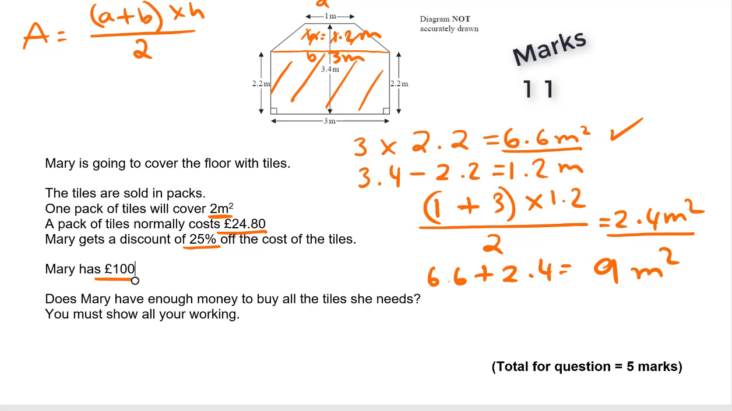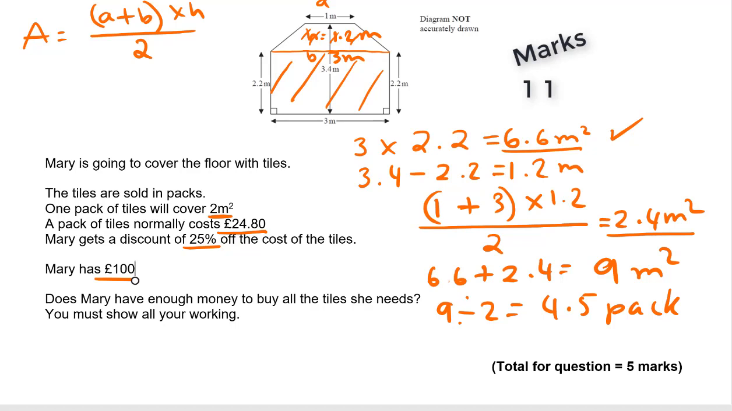Now we need to work out how much tile we need. One pack of tile will cover 2 meters squared. So therefore we need to divide the total area by 2. So 9 divided by 2 gives us 4.5 boxes or packs.